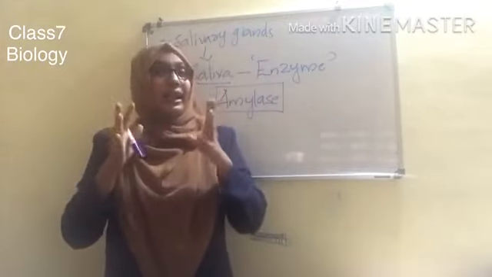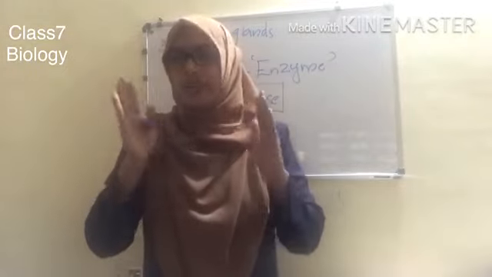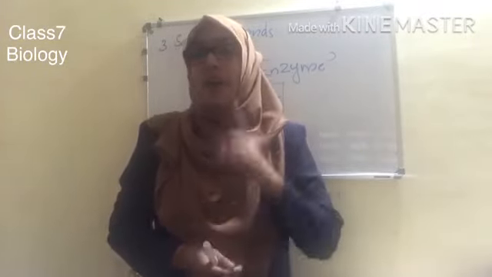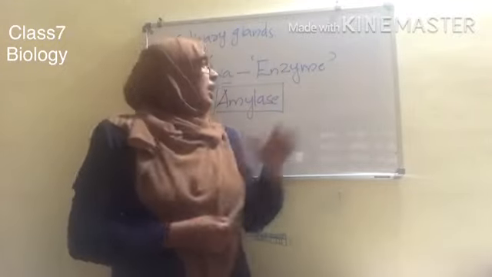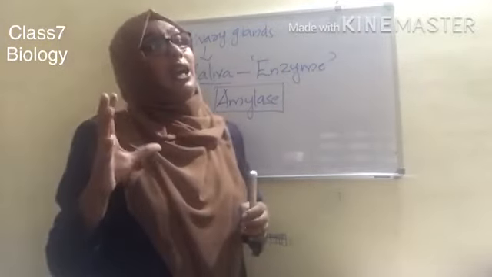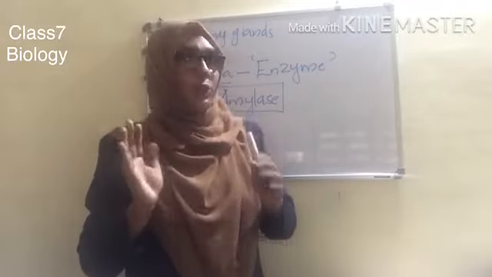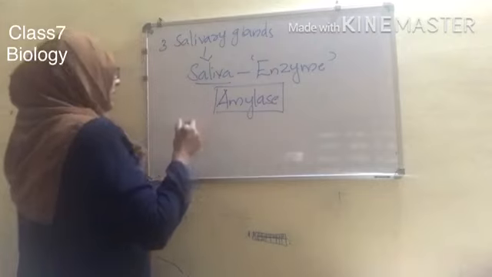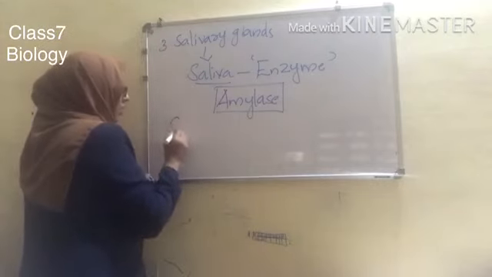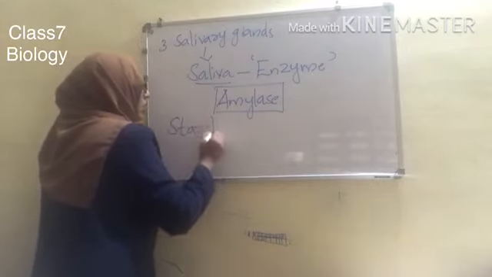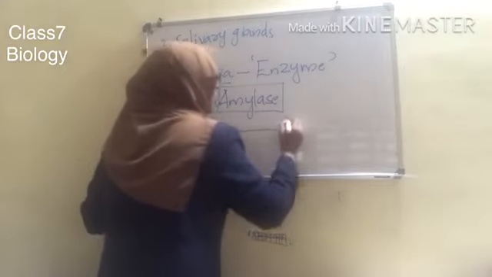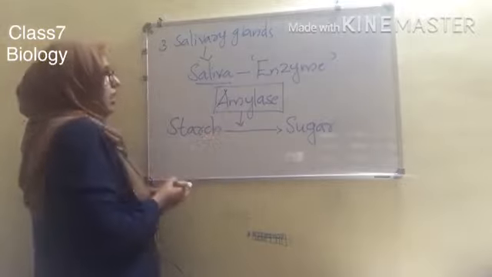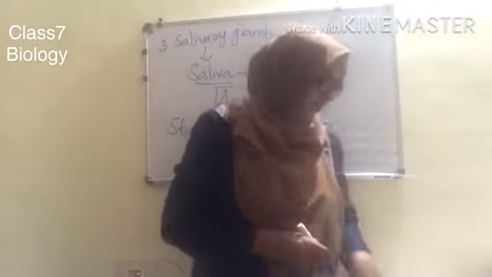So what is rice? You have studied in the 5th standard, isn't it? Rice is an example of carbohydrates, correct? The carbohydrates are sugars. The role of amylase is to convert the starch in the food into sugar. They convert starch into sugar.